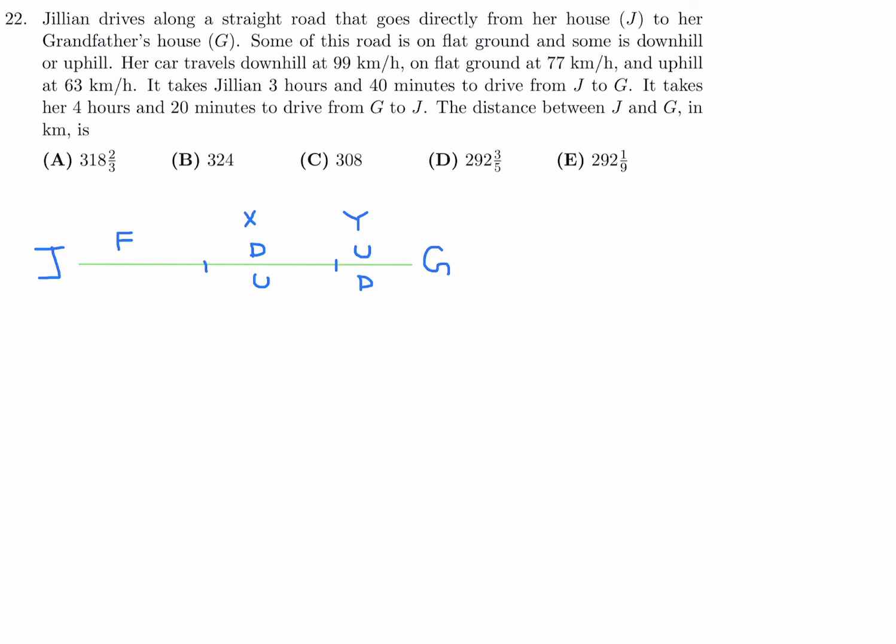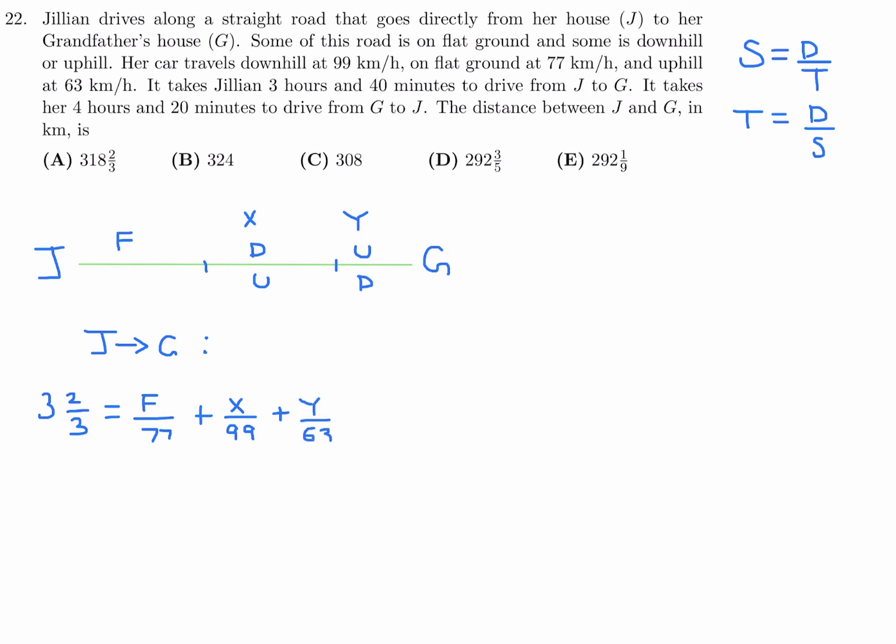I mean, obviously. So let's look at this scenario first, and we will look at J to G. And of course, throughout this question, we're going to use that formula, speed is equal to distance over time, and any variation of that formula, such as time is equal to distance over speed. All right. So J to G, we're going to look at the time. The time is 3 hours and 40 minutes, so that's 3 2/3 hours. And that is going to be F over 77 plus X over 99 plus Y over 63.